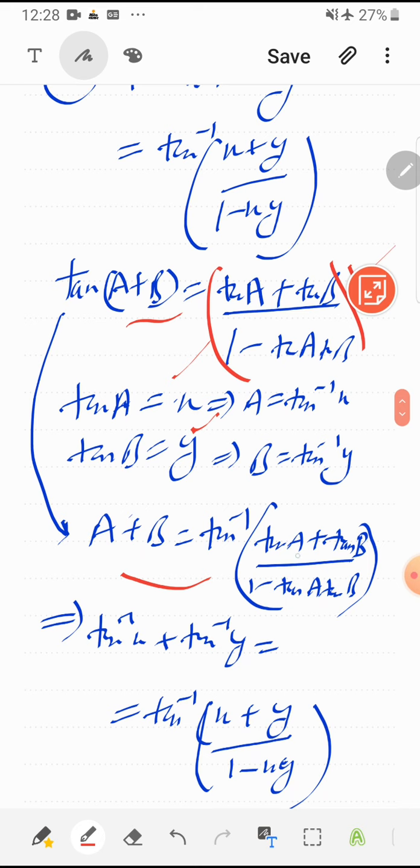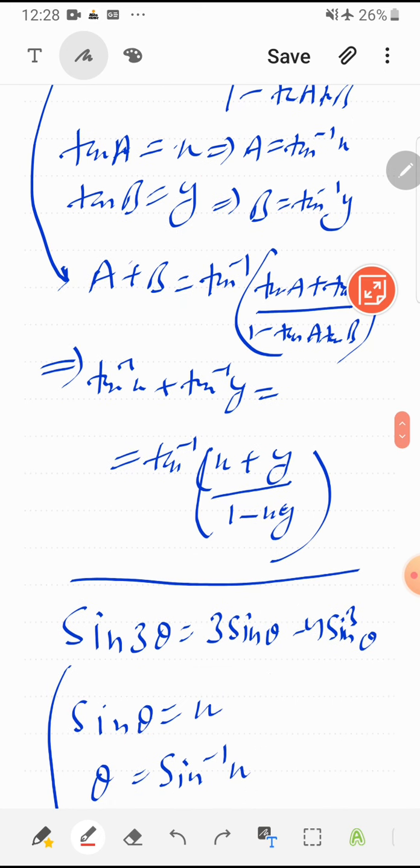So putting the value of tan a, which is x, tan b, y, 1 minus xy, and on the left hand side the value of a is tan inverse x, value of b is tan inverse y. So clearly we have got the required result. If minus sign is there, of course we can put minus here and plus here.